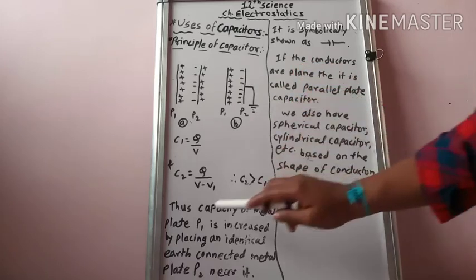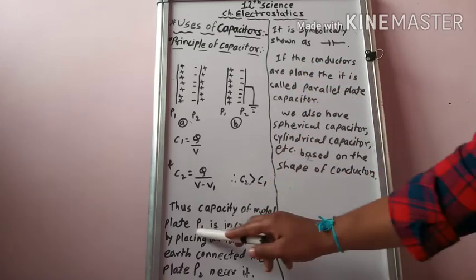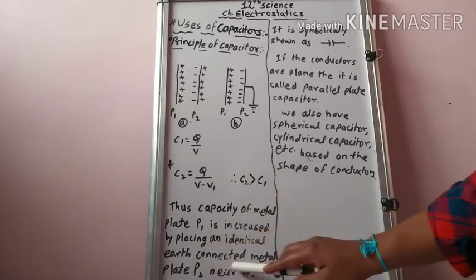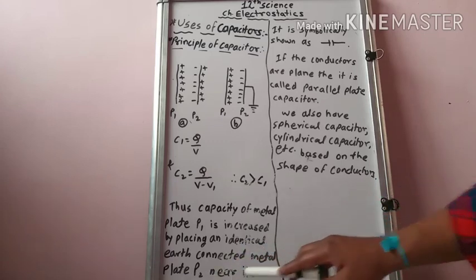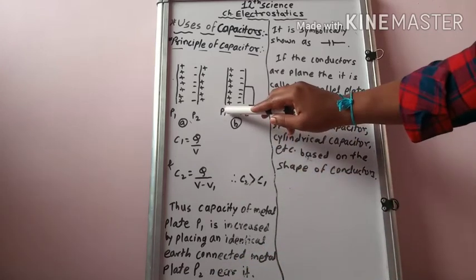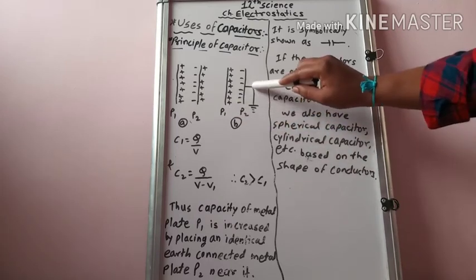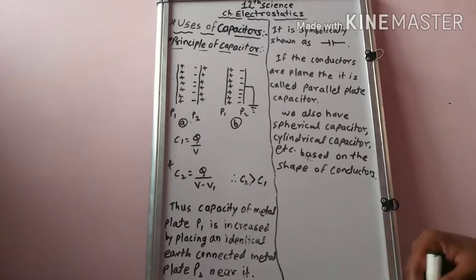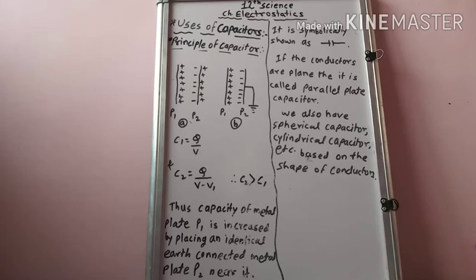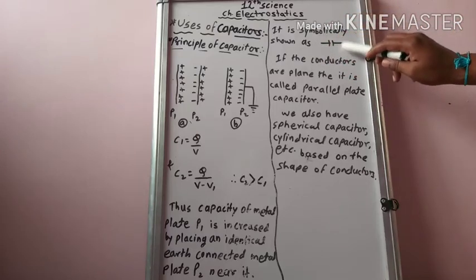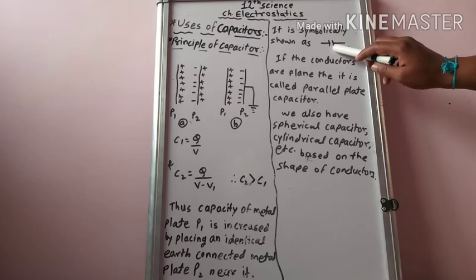Because the other face of P2 is connected to earth, the capacity of a metal plate P1 is increased by placing an identical earth-connected metal plate P2 near it. Thus, the earth-connected plate increases the capacity of the metal plate. The symbol of this capacitor is as shown.